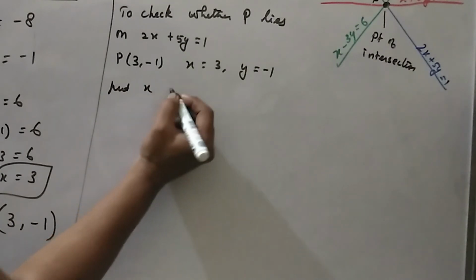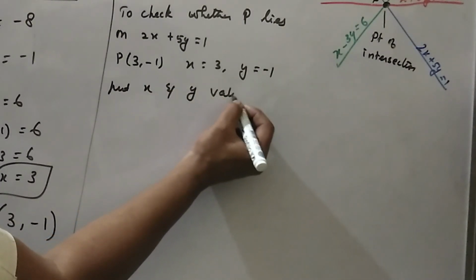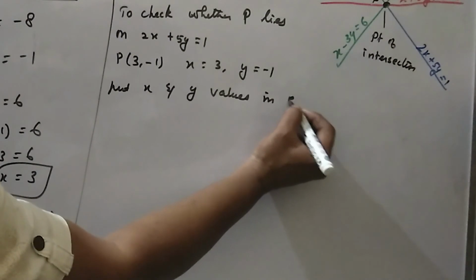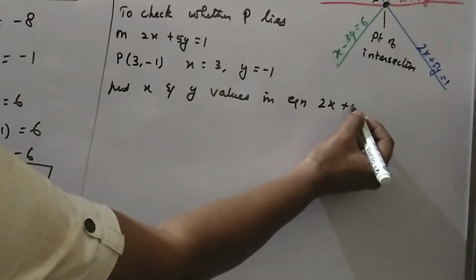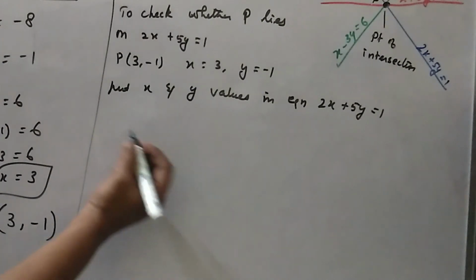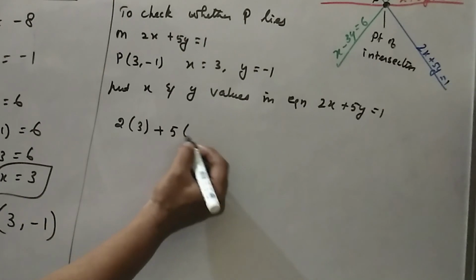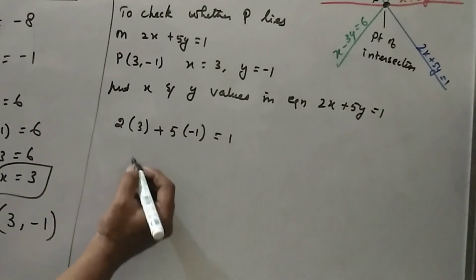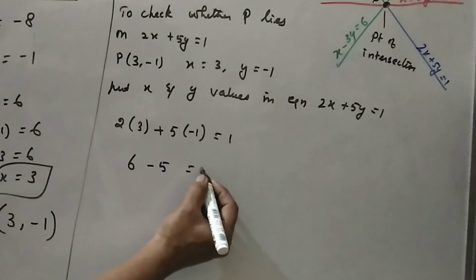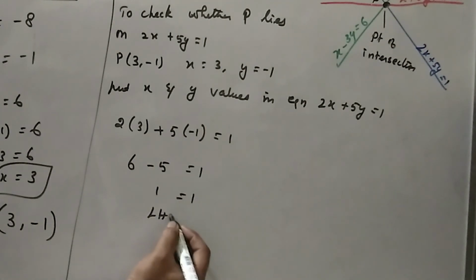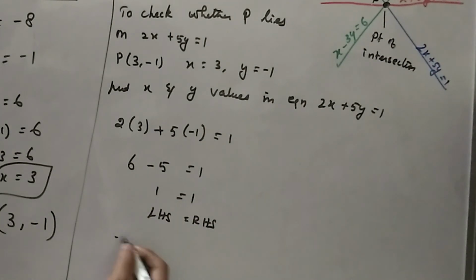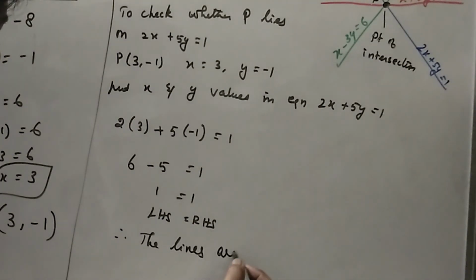Put x and y values in the equation 2x plus 5y is equal to 1. So 2 into 3 plus 5 into minus 1 is equal to 1. 6 minus 5 is equal to 1. 1 is equal to 1. Left hand side is equal to right hand side. Therefore, the lines are concurrent. Okay, lines are concurrent. That's all.